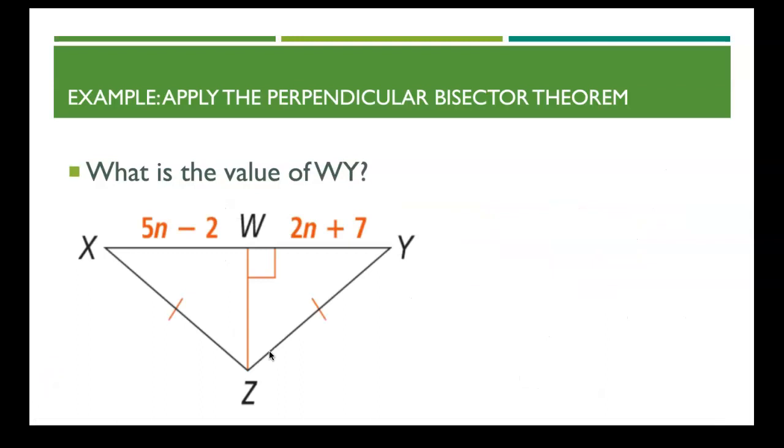Okay, so the next problem asks us to find the value of WY. So now we're going to use the converse of the perpendicular bisector theorem. We're working our way backwards. The picture tells us that XZ is congruent to YZ, and here we have a perpendicular line. So the converse of the perpendicular bisector theorem tells us that if these two hypotenuses are equal to one another, then these two line segments are also equal. So XW will be congruent to YW, and now we can do some algebra and set those two guys equal to each other. We can say 5n minus 2 is equal to 2n plus 7.